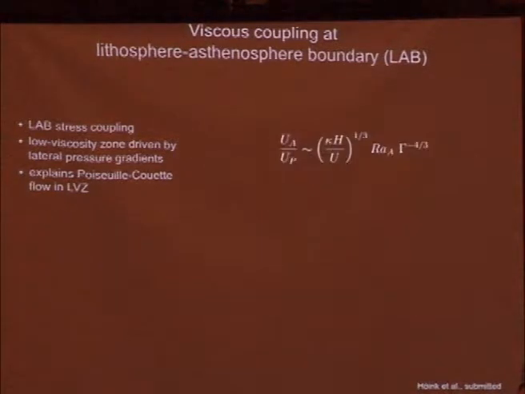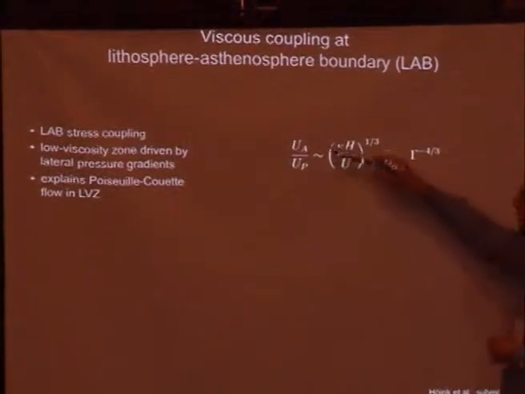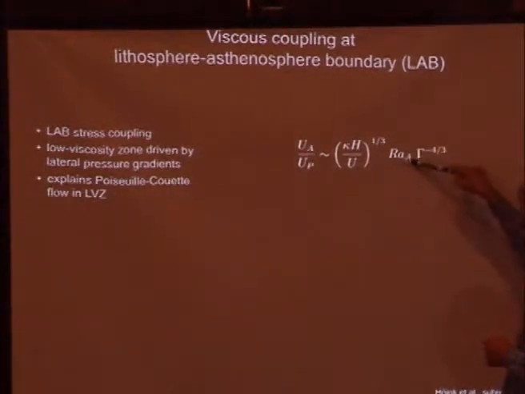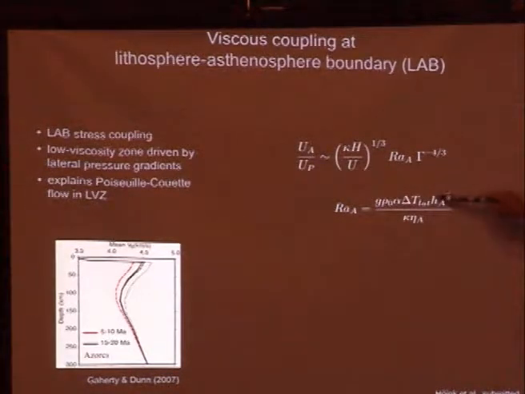So this is the simple equation that connects the flow in the asthenosphere, the velocity, to the plate velocity. And you see the Rayleigh number goes in here again, and this aspect ratio to the minus 1/3. The Rayleigh number here is defined with asthenosphere values in mind, so rather than the entire thickness of the layer, I now use the thickness of the asthenosphere. I use the temperature gradients in the asthenosphere and the asthenosphere viscosity.